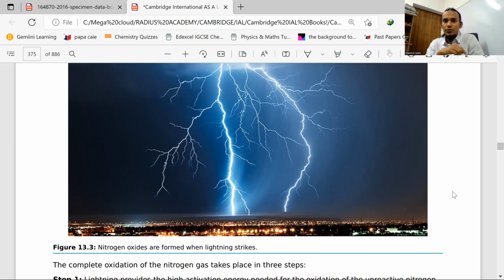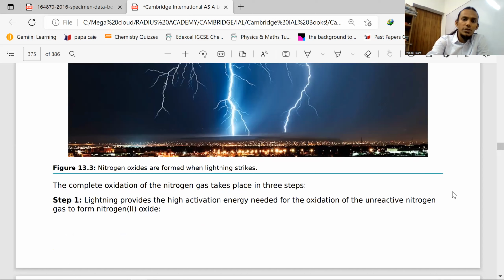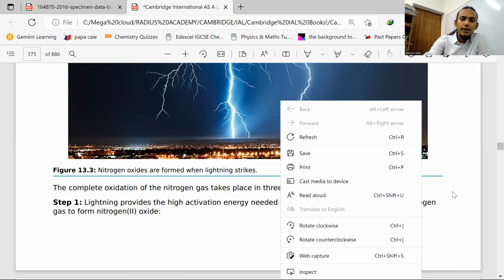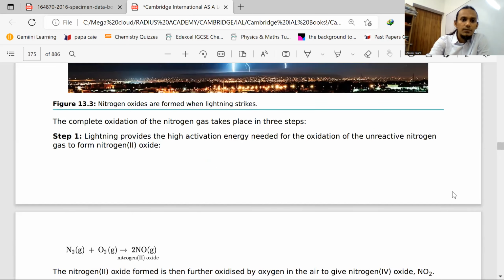And lightning, very high energy. In the atmosphere we have 78% nitrogen, right? So those nitrogen gases can be broken down to form oxides of nitrogen. Nitrogen oxides are formed when lightning strikes.